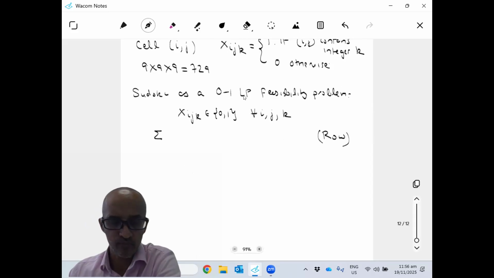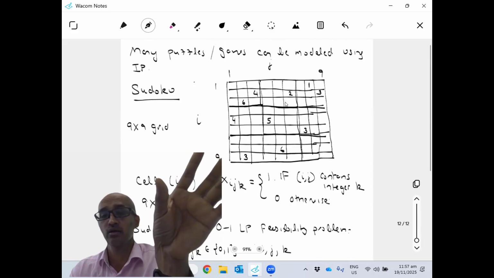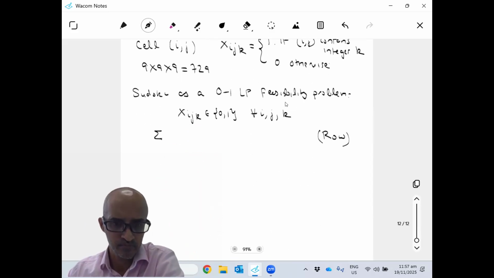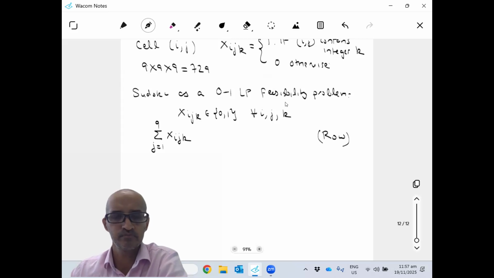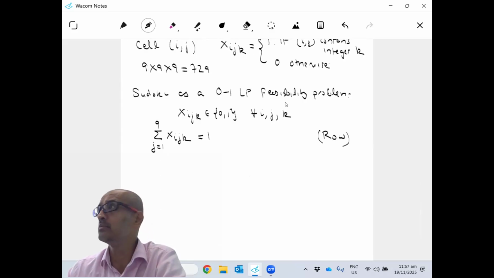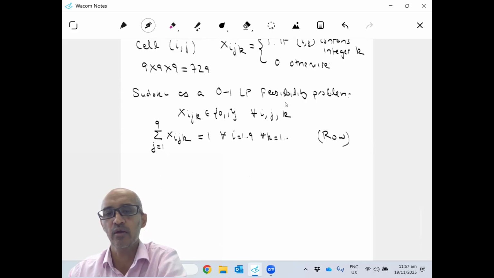So the row constraint will be: you add up along every row. The number 1 can occur only once along this row. So if you sum up xijk over every j from 1 up to 9, this should be equal to 1 for every i, for every k.